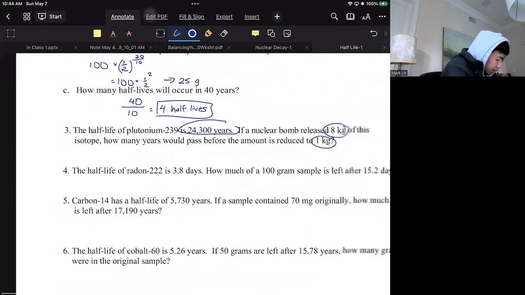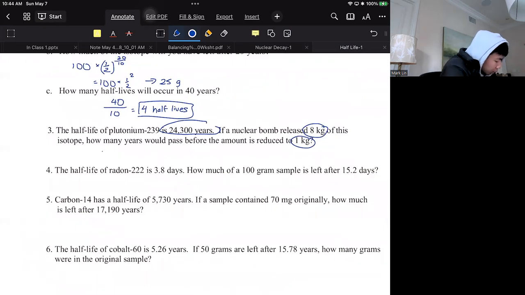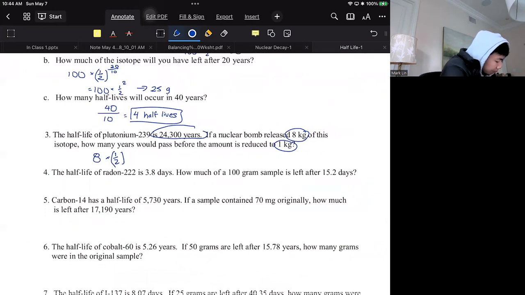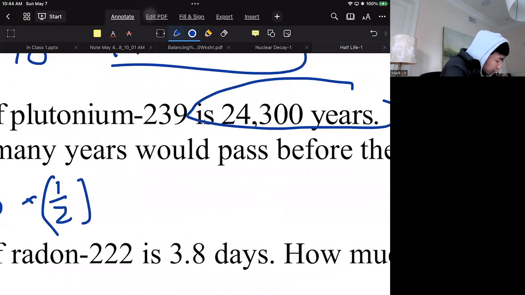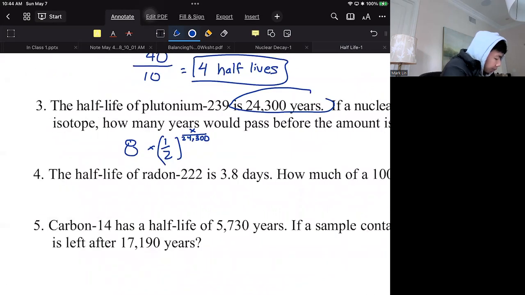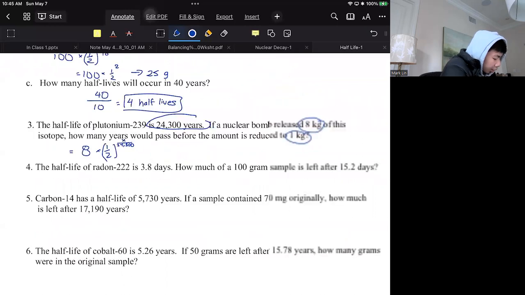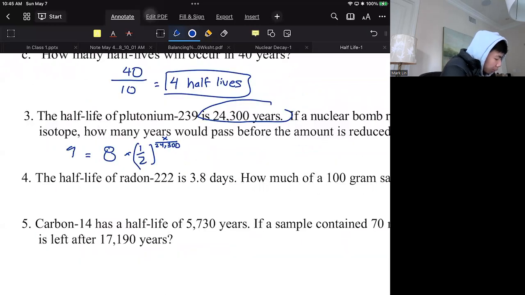So let's just plug and chug. We start with 8 kilograms times 1/2, and then for the exponent, the half-life is 24,300, all over x. Oh no, x over that. And then we have the final amount, which is 1 kilogram. You just plug and chug in your calculator.